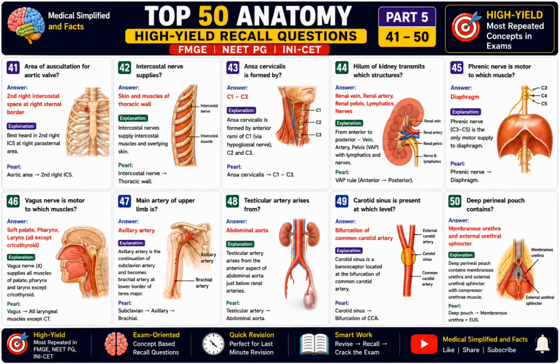Question 50. Deep perineal pouch contains? Answer. Membranous urethra and external urethral sphincter with compressor urethrae muscle. Pearl. Deep pouch to membranous urethra plus EUS.